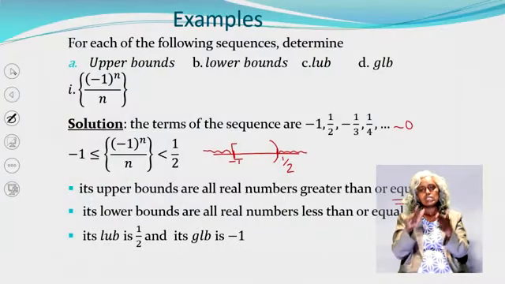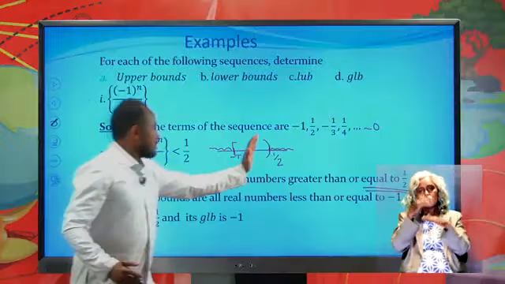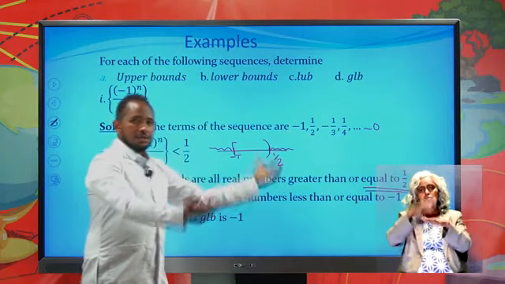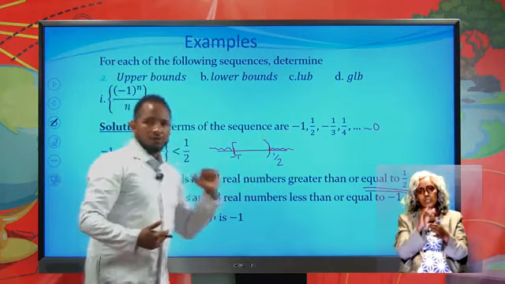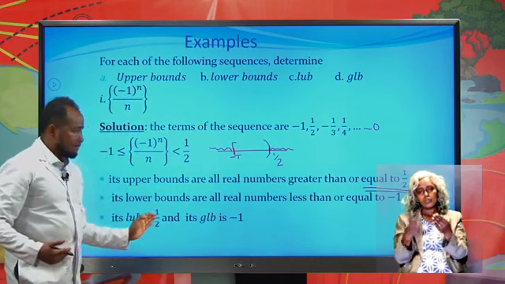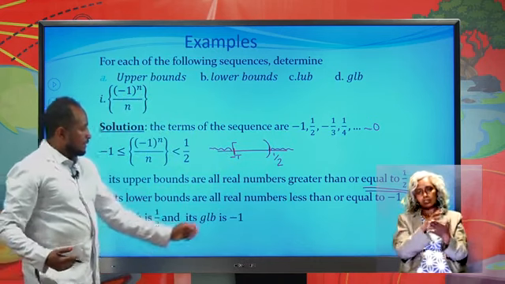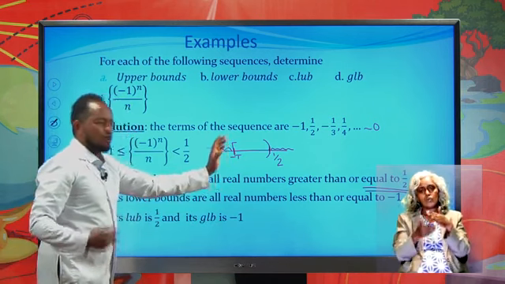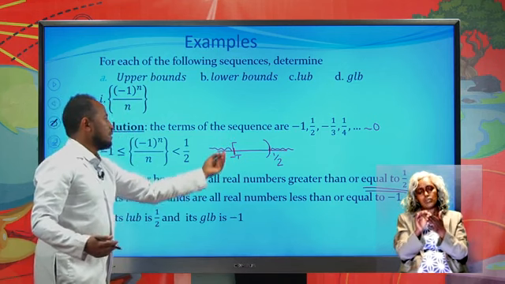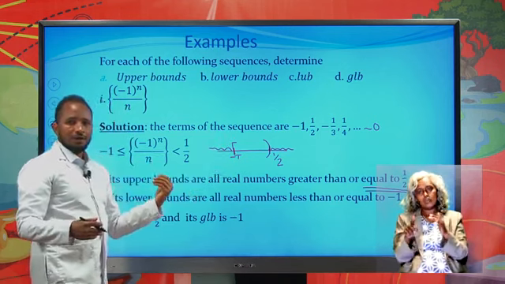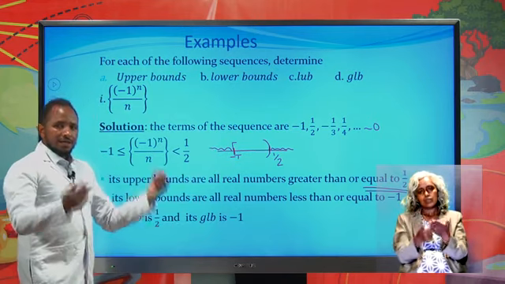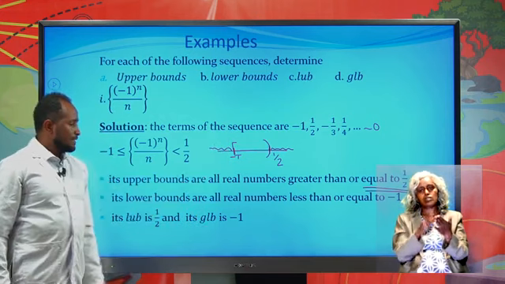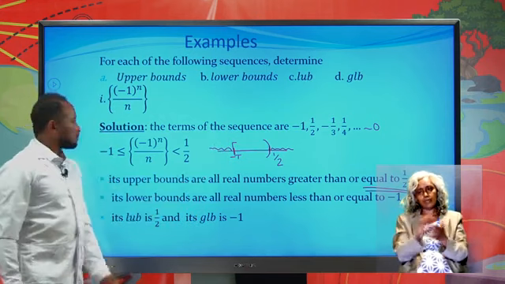Now the least upper bound: all numbers greater than or equal to 1/2 are upper bounds, and from these the smallest number is 1/2. Therefore, 1/2 is the least upper bound. For the lower bounds, they are numbers found below negative 1, including negative 1. Therefore, from this set, the greatest lower bound is negative 1. So the GLB of this sequence is negative 1.